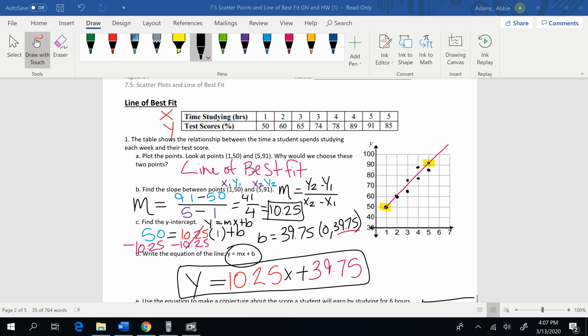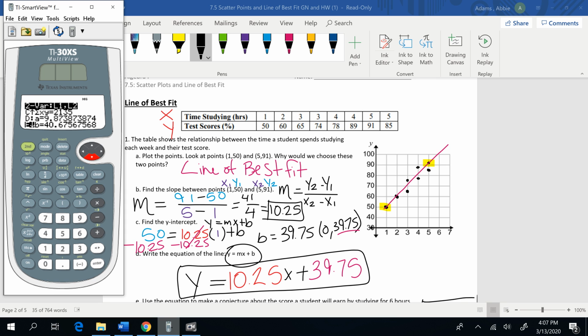Alright, so let's plug these data points into the calculator. If your calculator still has a bunch of data in there, you can go through and clear it out. So clear your L1, and you can actually clear your L2 as well. So let's look at L1. Remember, L1 was our time studying in hours. This is your independent variable. So we're going to put in the values of 1, 2, 3, 3, 4, 4, 5, and 5. These all correlate with our x values.